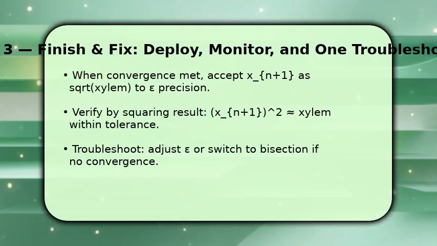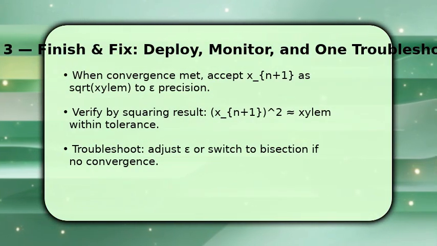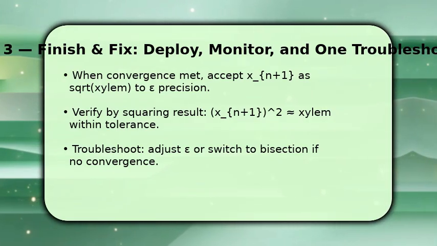Finish by accepting the last iterate as the root once the convergence criterion is met. Report xfinal with the chosen precision. Afterward, verify by squaring xfinal. It should match Xylem within epsilon.